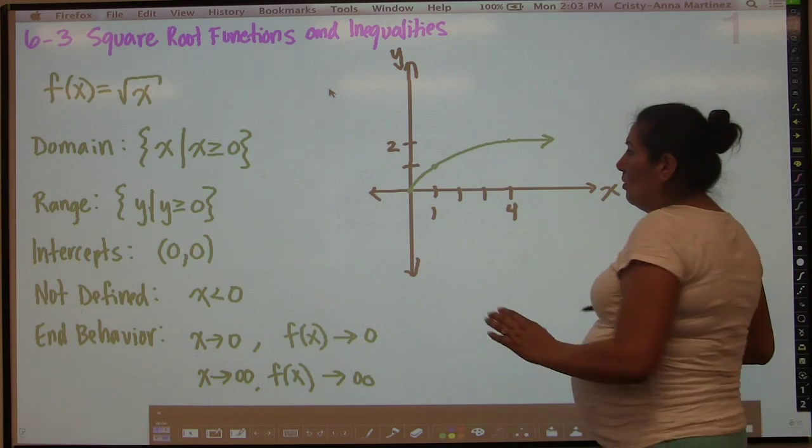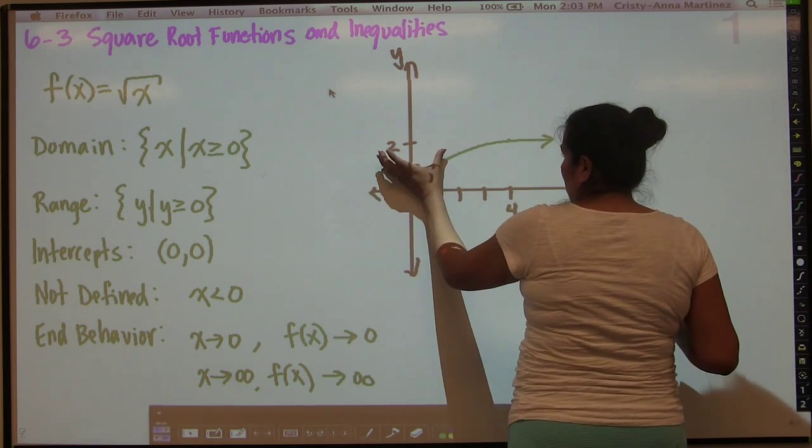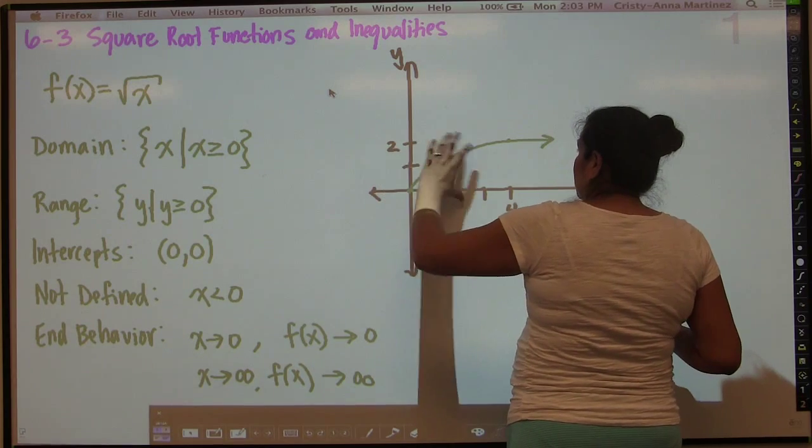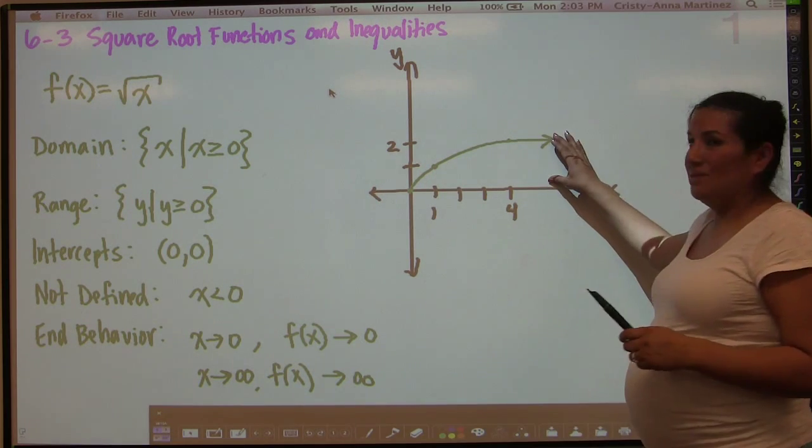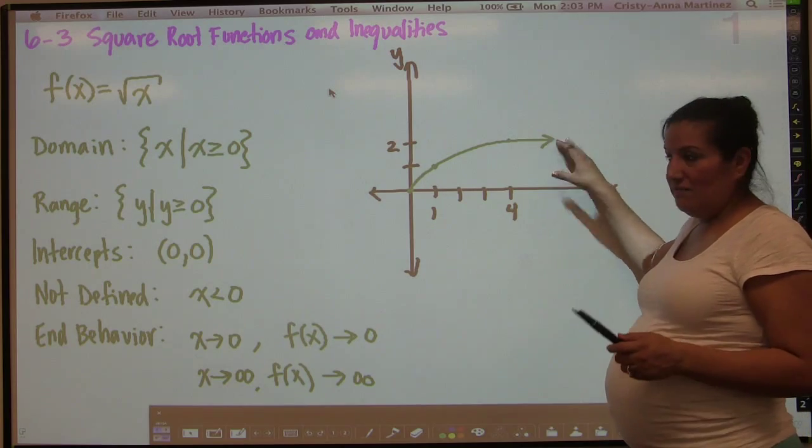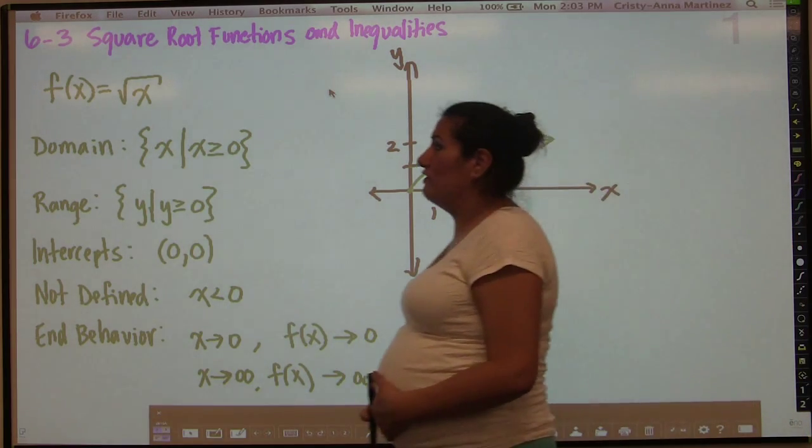And so you know what a normal parabola looks like. It's kind of got the little U shape going in this direction. This is like a parabola on its side, but we're only dealing with half of that parabola, the positive half. And so that's the square root function.